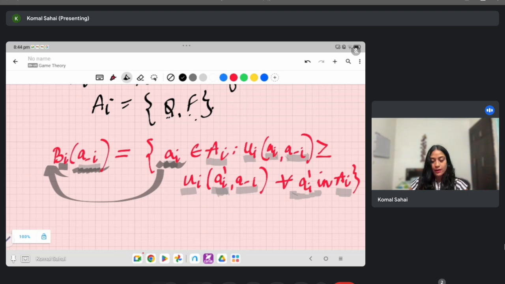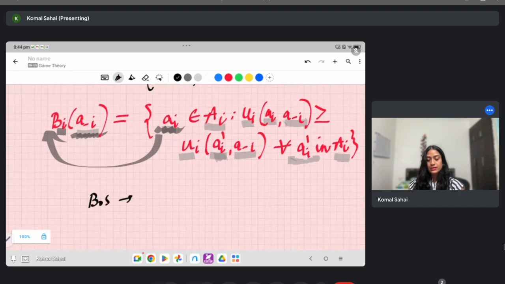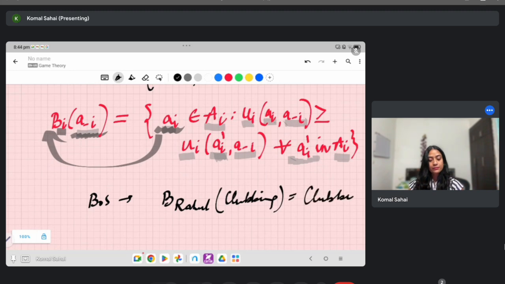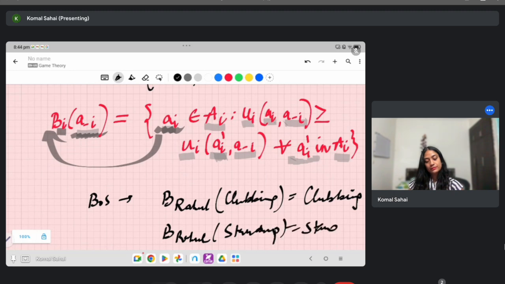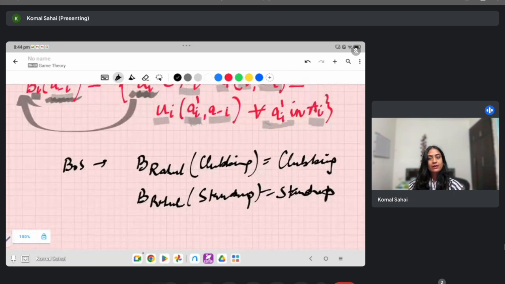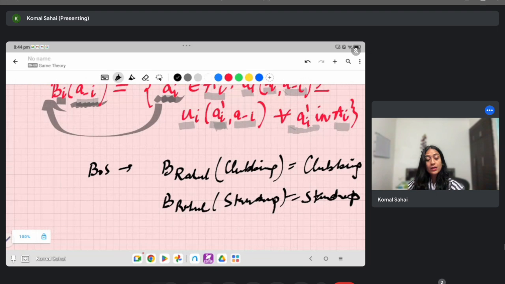Alright. So, for example, in the Battle of Sexes, suppose the best response of Rahul when Anjali plays clubbing is clubbing, and the best response of Rahul when Anjali goes for stand up is stand up. ठीक है? इस केस में ये सिंगलटन सेट है, मतलब कि एक ही एक्शन है. ऐसा हो सकता है कि जब she goes for stand up, if the payoff functions are such, then both clubbing and stand up give the same payoff. तो वो दोनों ही बेस्ट रिस्पॉन्स फंक्शन में आ जाएंगे.